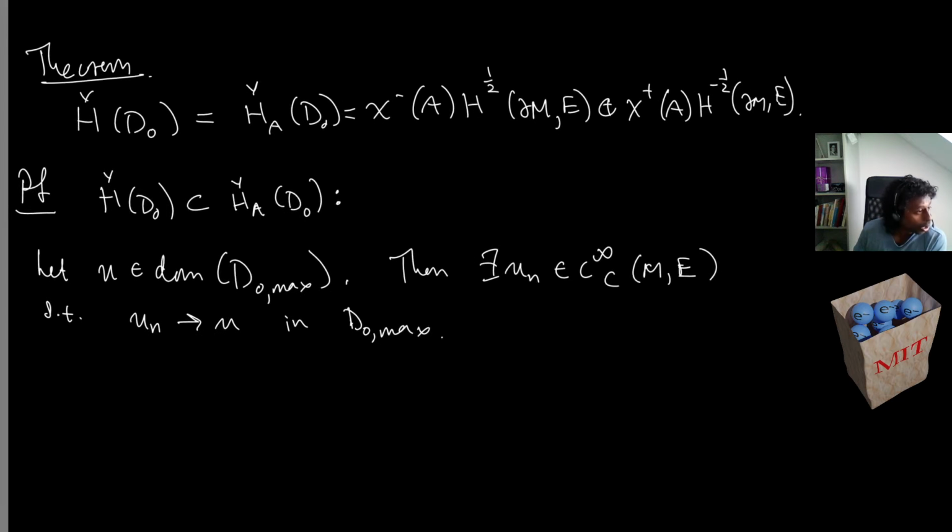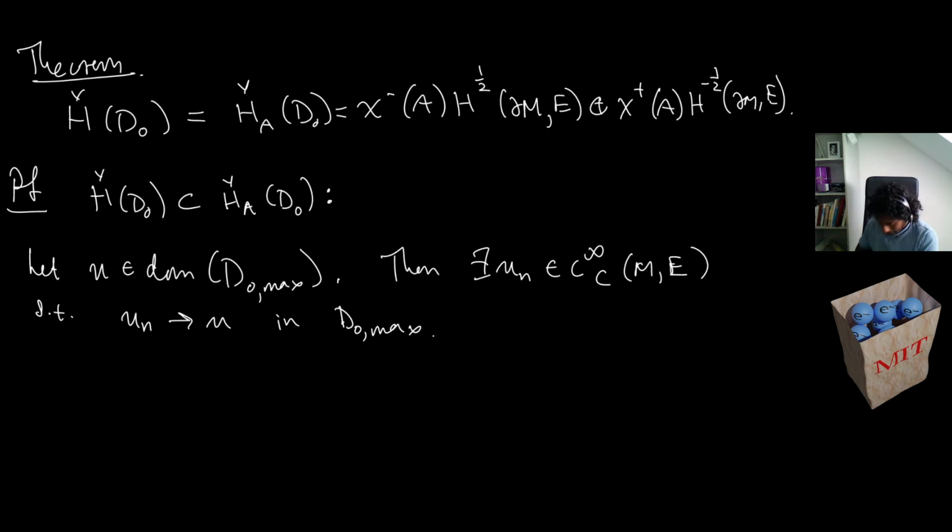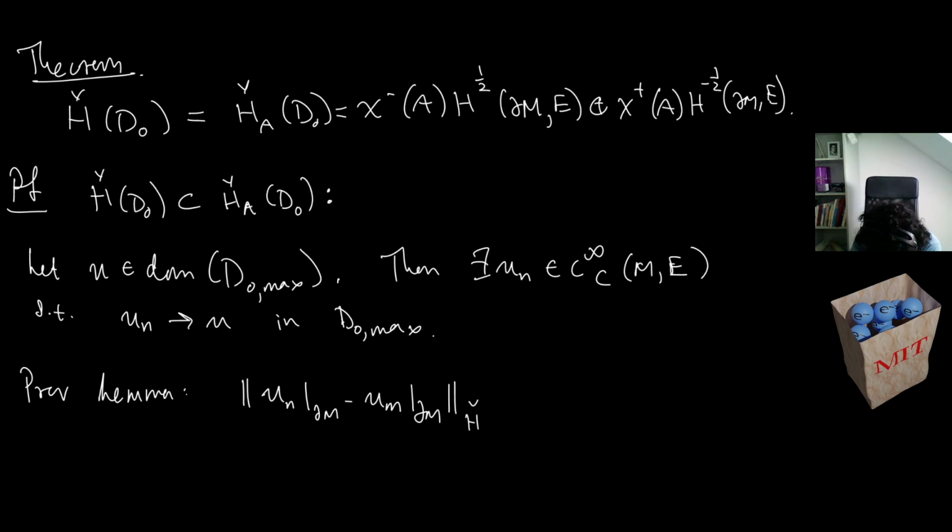Okay, so what is the lemma? Last time we saw two lemmas, right? We proved two lemmas. So from the previous lemma, what can we say? We can say that UN restricted to the boundary minus UM restricted to the boundary, we have this estimate, in H check A D naught, is bounded by UN minus UM in the D naught norm.